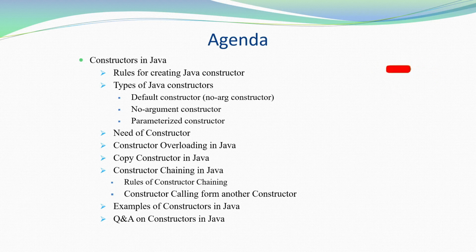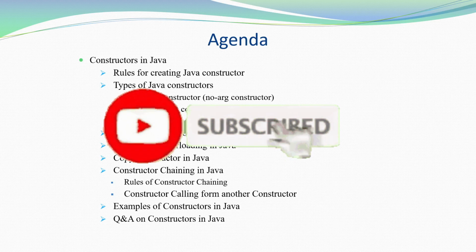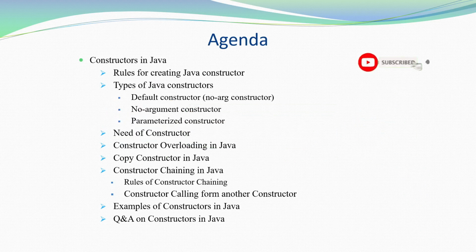We will understand what exactly constructors in Java are, what are the rules for creating Java constructors, and what are the types of constructors. There are mainly default constructors, no argument constructors and parameterized constructors. We will understand each one of them in depth with an example, and why exactly we need constructors in our development, and what constructor overloading in Java is, whether it's really supported in Java or not, and if so, how we can implement it. That we will see in today's video.